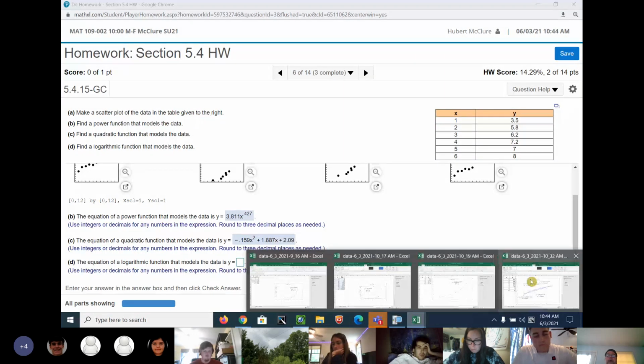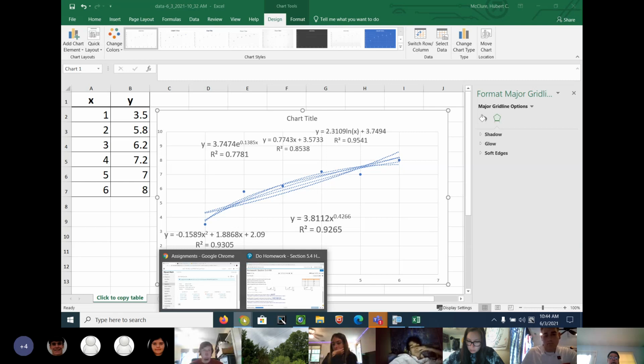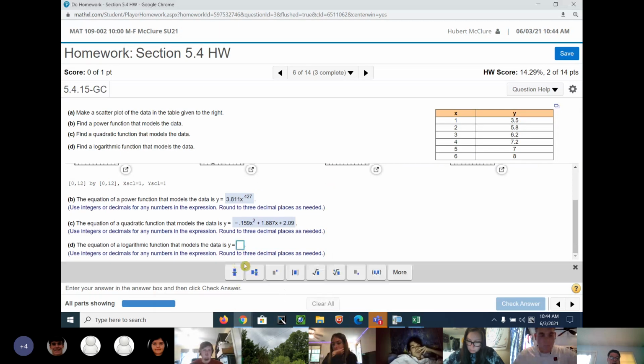Where's logarithmic? There it is. 2.31 natural log of x plus 3.749. So 2.31 natural log of x plus 3.749.